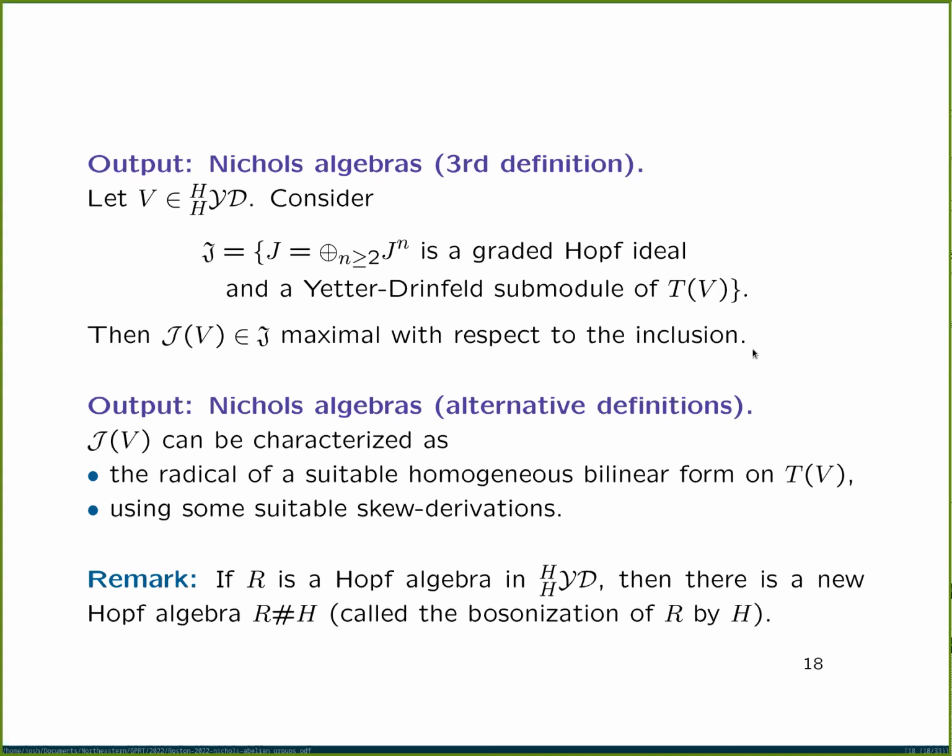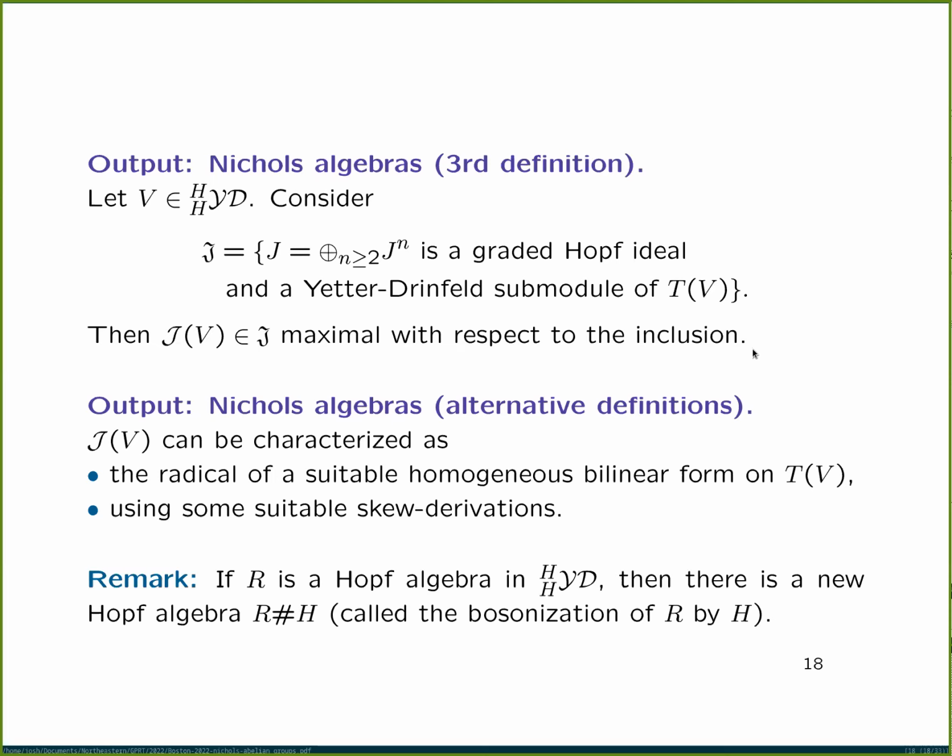If instead of 𝒥, I define 𝒥′ as the family of all J's which are graded Hopf ideals, but they do not care about Yetter-Drinfeld modules, then the result will be the same. So the Nichols algebra defined for a braided vector space and for a Yetter-Drinfeld module gives the same. You can say it commutes with forgetful functors.